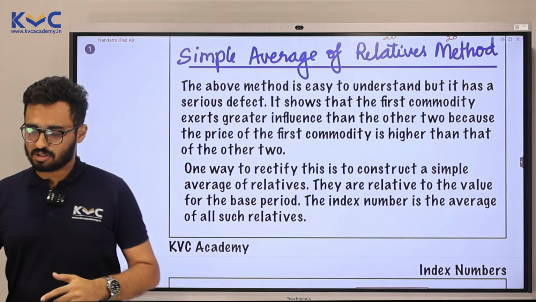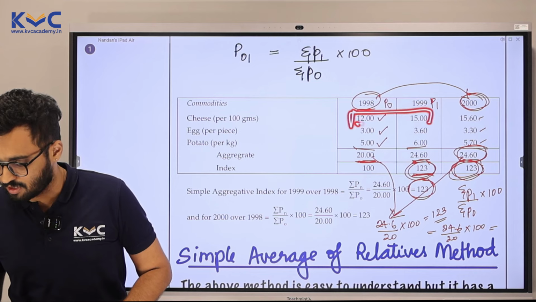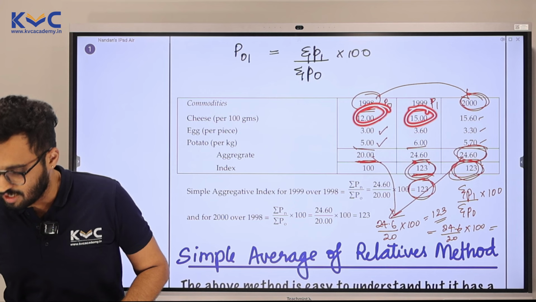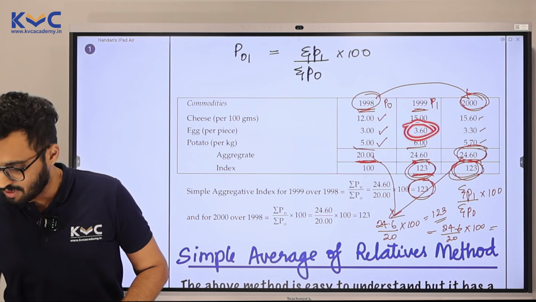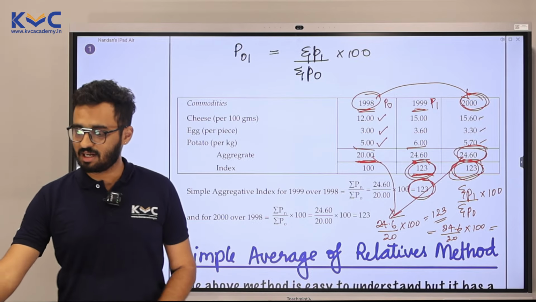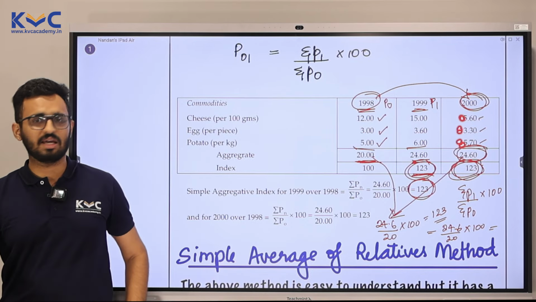See, here we were doing the total and then comparing the totals and getting the index, right? Now in the next method, you know what we are going to do? We are going to calculate index numbers for each of these separately. Like I'll do 15 by 12 into 100, 3.6 by 3 into 100, 6 by 5 into 100. So I'll get 3 index numbers individually.